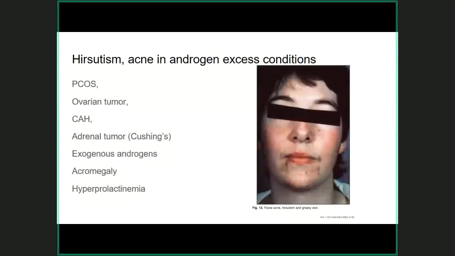There are several endocrine conditions that have androgen excess, and hirsutism and acne are the usual manifestations. It could be something as common as PCOS, or something more grave like an ovarian tumor. It can also be seen in congenital adrenal hyperplasia, Cushing's, exogenous androgens, acromegaly, and hyperprolactinemia.